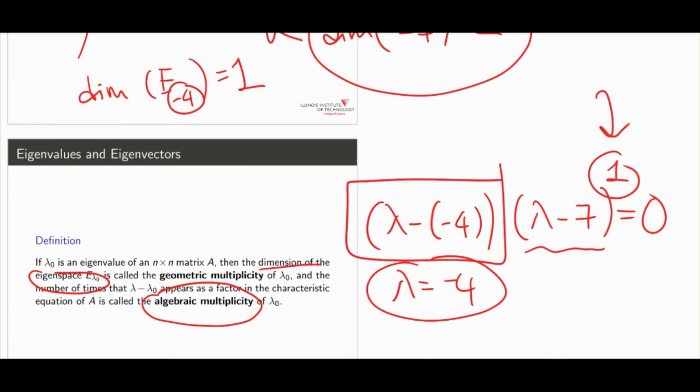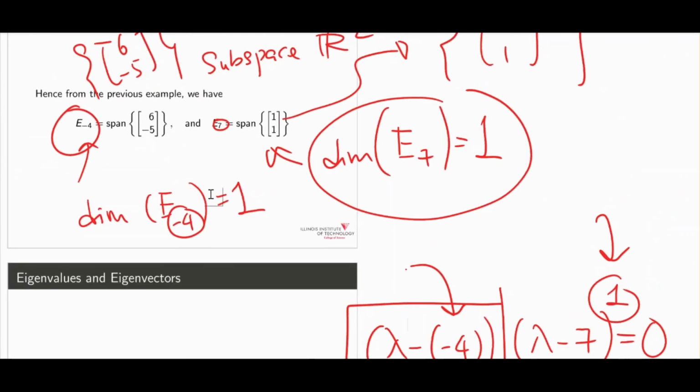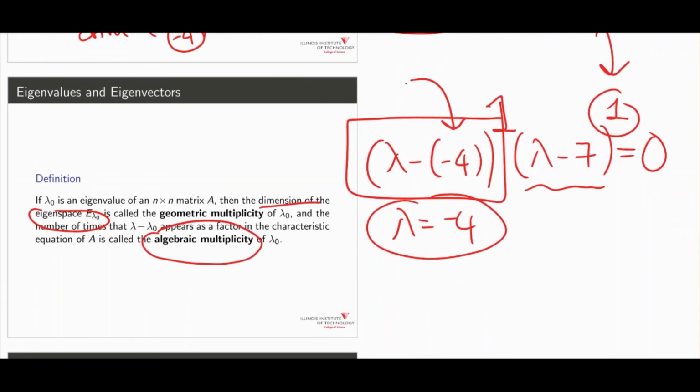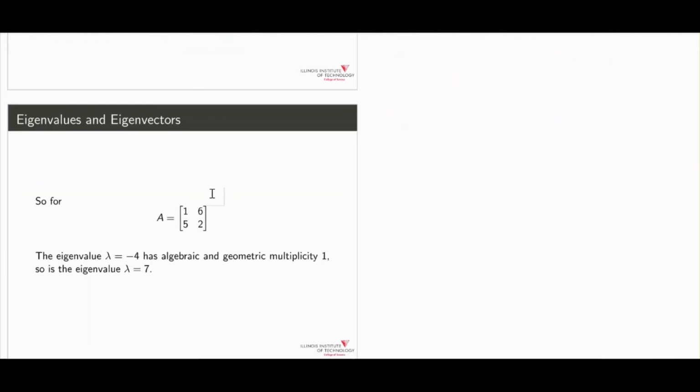And the geometric multiplicity is not going to look at the number of factors, but at the dimension of the eigenspace. So dimension 1 means geometric multiplicity 1, and it appears one time here, so algebraic multiplicity 1. As a summary, the eigenvalue lambda equals negative 4 has algebraic and geometric multiplicity 1. And lambda equals 7 also has algebraic and geometric multiplicity 1.